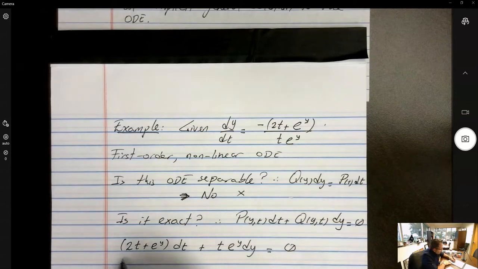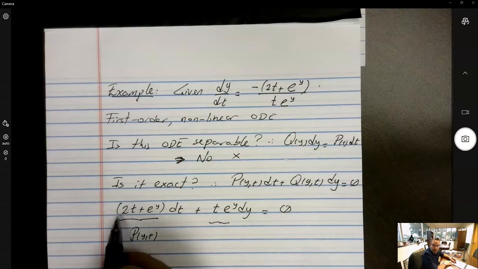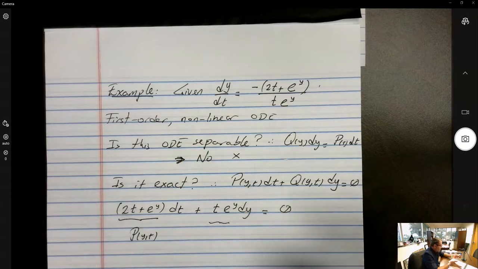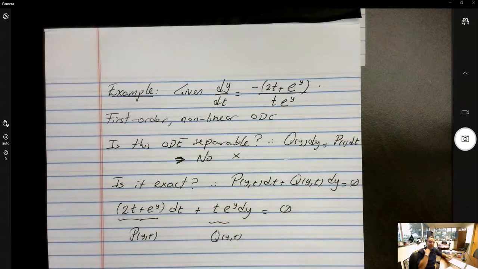Anyways, this is p of y and t. As you can see, this is a function of y and a function of t, which doesn't need to be. In general, it's just p. It can only be a function of t. It can only be a function of y, possibly, or it can be a constant, for that matter. But in general, it's just a function of y and t.